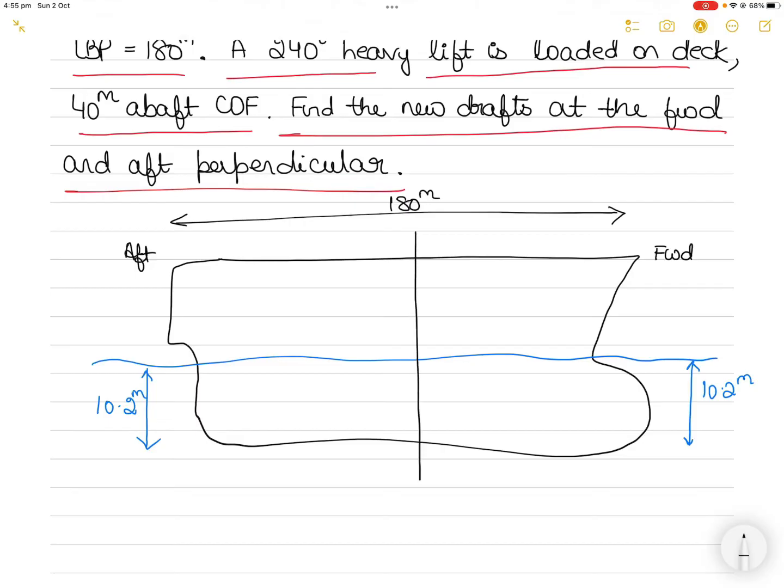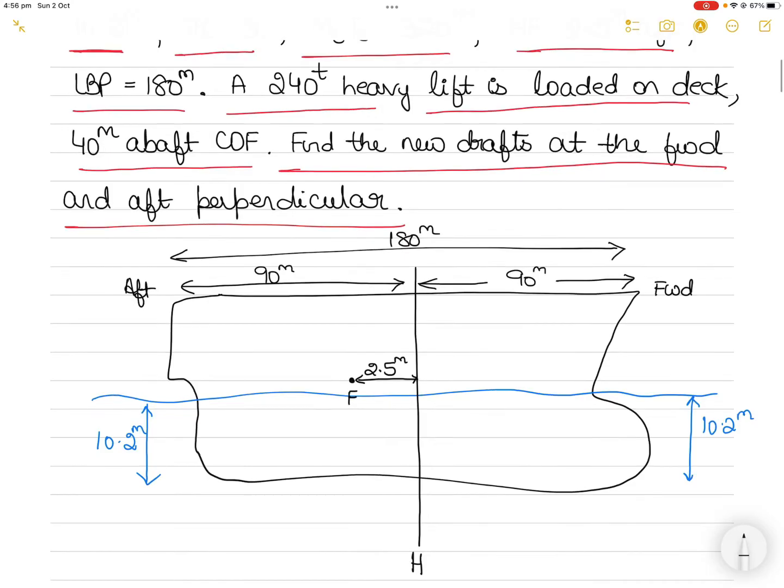Then I draw midship denoted by the letter H. So that means if this is midship, then each half of the vessel is half of the length between perpendiculars. In this case, half of 180 meters is 90 meters. Center of flotation is 2.5 meters abaft of midship. So I will call it F here. This is 2.5 meters abaft of the midship.